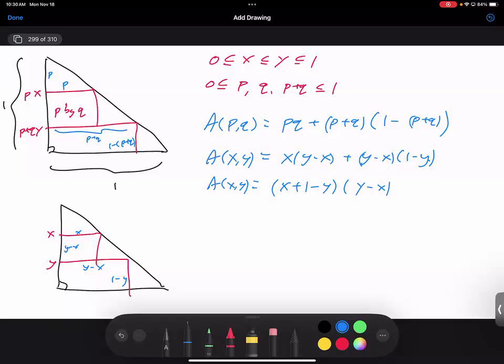And now we have to figure out what's the best choice of x and y. Do you want to make x larger or y larger? Do you agree that we can choose either x or y to be larger without loss of generality? Yeah. Okay, so without loss of generality, either x is greater than or equal to y, or y is greater than or equal to x.